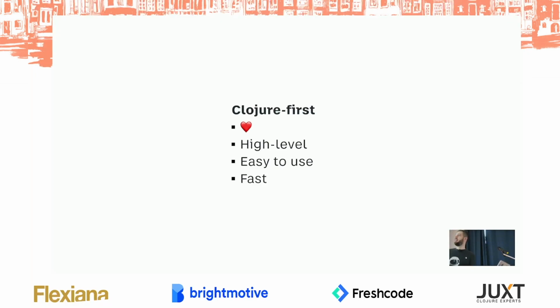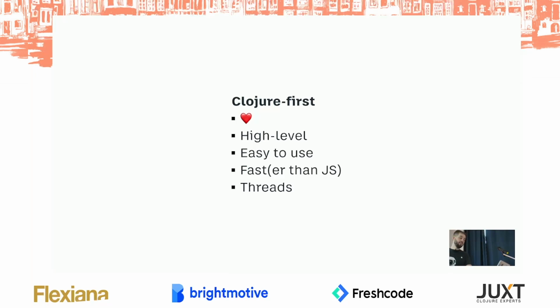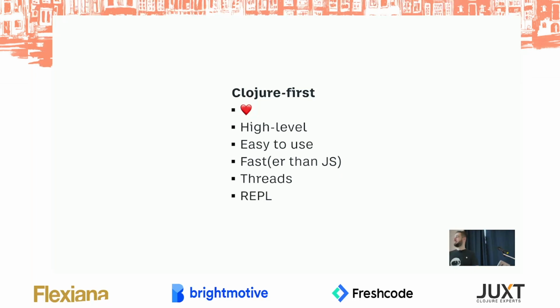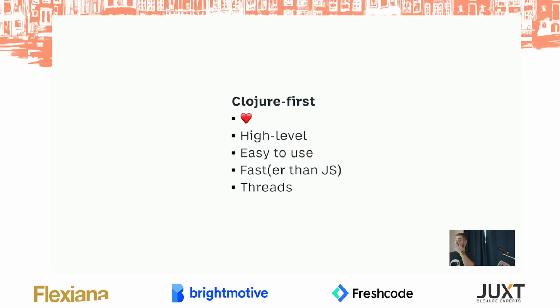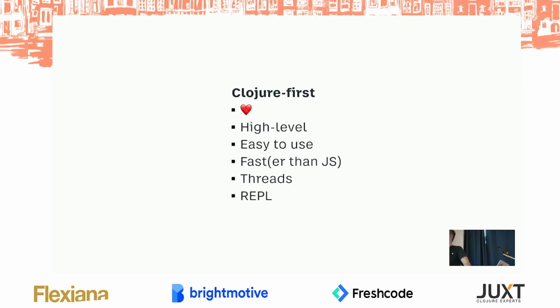Because Clojure is high level, easy to use, it's fast. It has threads, unlike JavaScript, right? It's crazy that we all agreed to have machines that have, I don't know, 8 cores and only use 1. It's so sad, and I still can't believe it. But yeah, we can use all the resources of your computer for your application. It's such a simple thing.